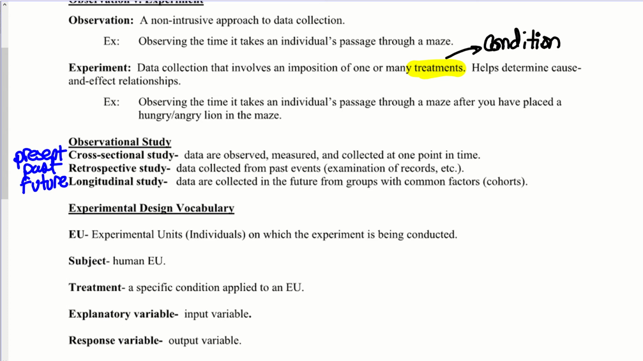All right, so cross-sectional, you just, in a moment in time, you collect data. Cross-sectional happens pretty much all the time. When you go to the doctor's office and they take your blood pressure, your temperature, your weight, and everything, they get all your vitals, that's cross-sectional data. They're getting it right in that moment.